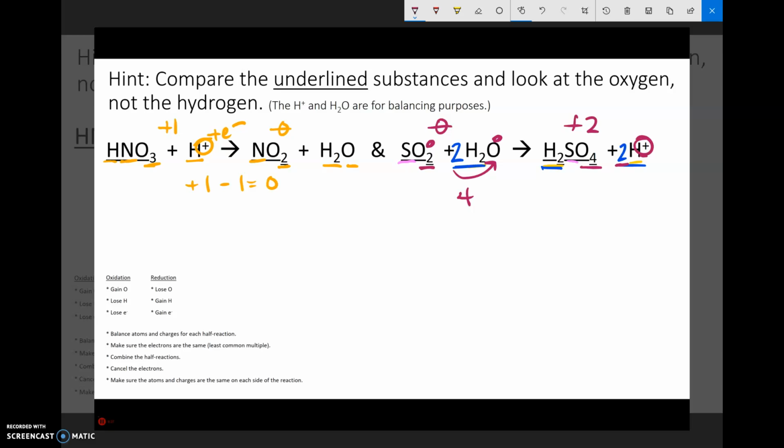How many electrons do we need to add to make it equal 0? We need to add 2. So we're going to go ahead and add 2 electrons right there.